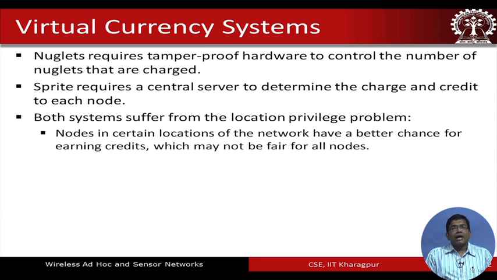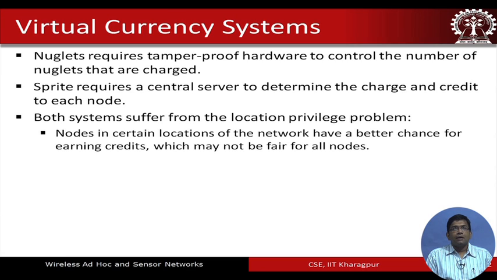So, let us look at the virtual currency systems as a whole. The nugget based mechanism is attractive, but the disadvantage is that adoption of such a mechanism would require implementing some kind of tamper proof hardware to control the number of nuggets that are charged. Sprite in particular requires a central server to determine the charge and credit to each node. So, both of these systems, whether it is the PTM, that means the nugget based system, or Sprite, have disadvantages.